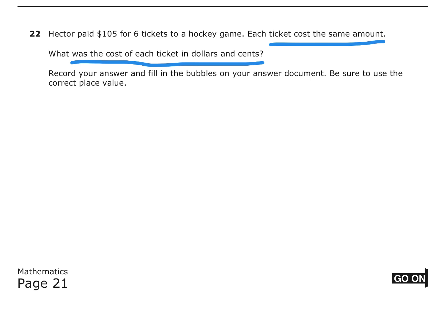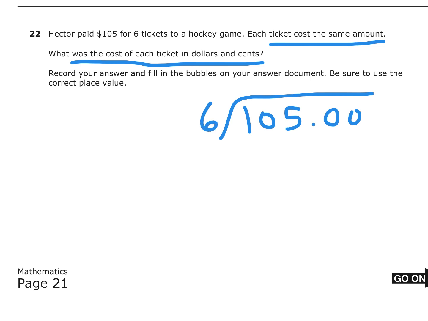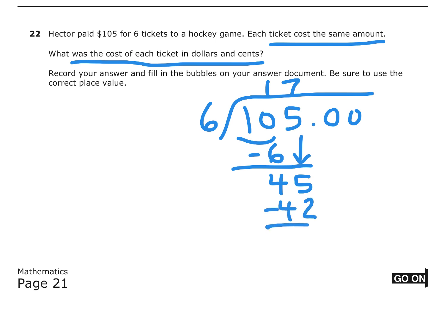Well, 105 has to be divided by 6. So $105 divided by 6. 6 goes into 10 one time. 1 times 6 is 6. And then we subtract. 10 minus 6 is 4. And then bring down the 5. 6 goes into 45. 6 times 7 or 8. 7 times 6 is 42. So let's try 7. 7 times 6 is 42. And we subtract. So we have 3.